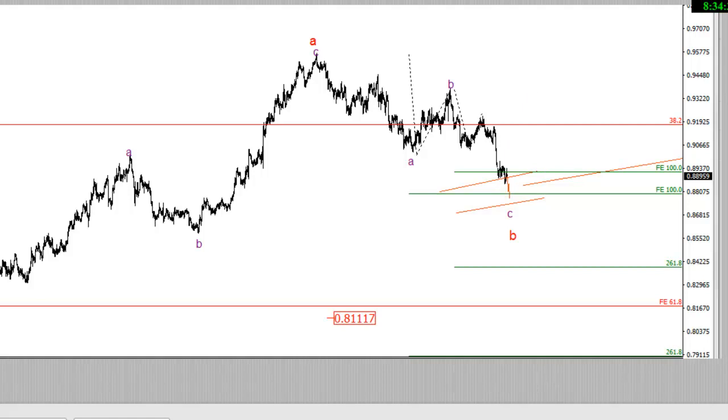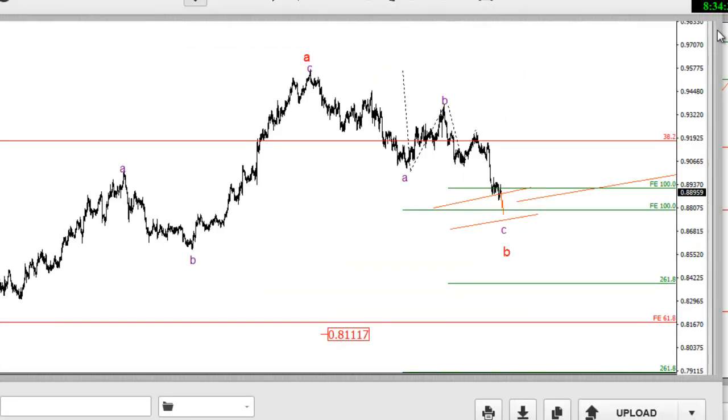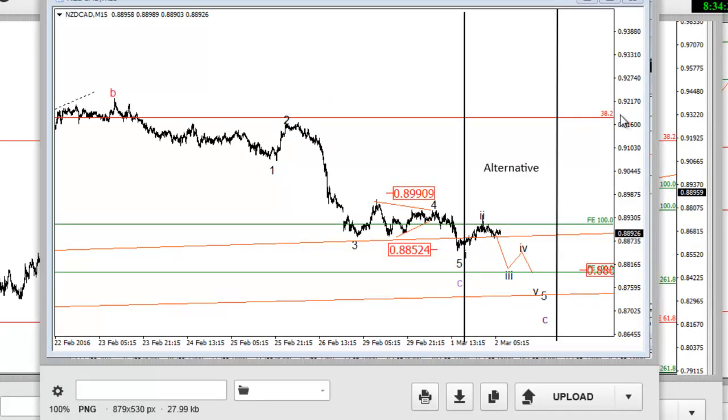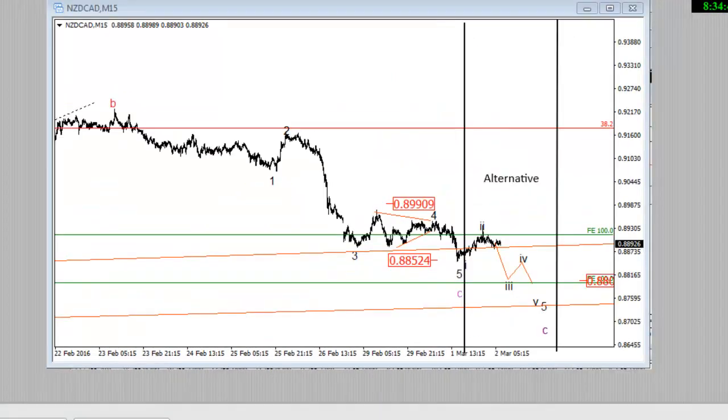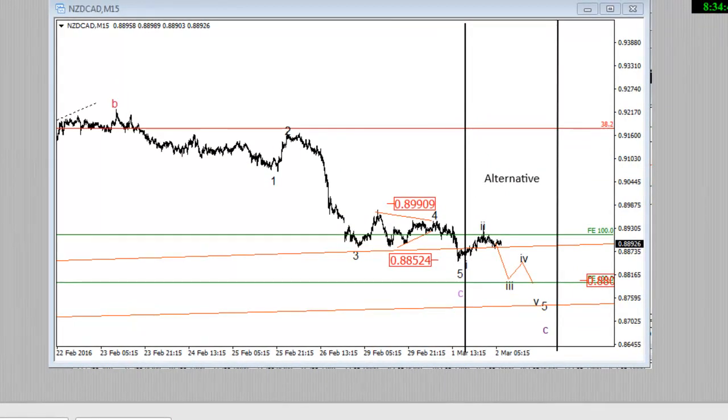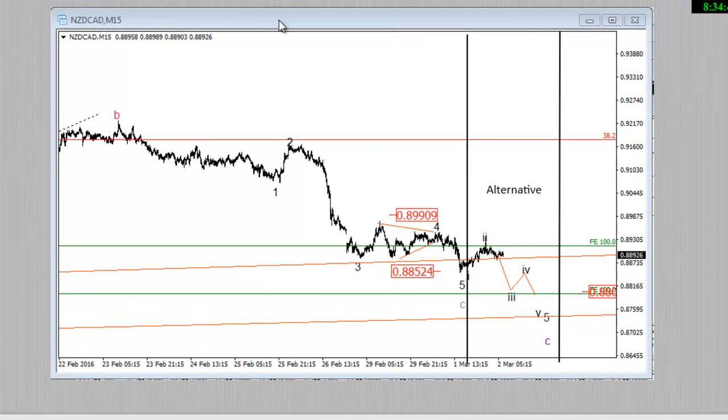Okay, so let me take us to the 15-minute chart. This is the 15-minute chart. Now the 15-minute chart, this is the B. This is the last move, the 5-wave move that I was talking about. This is the first wave, the second, the third, the fourth, and then this is the 5th. And I have an alternative.